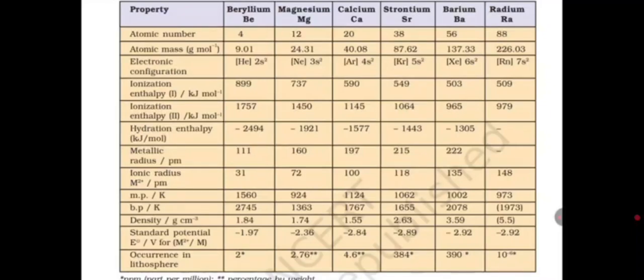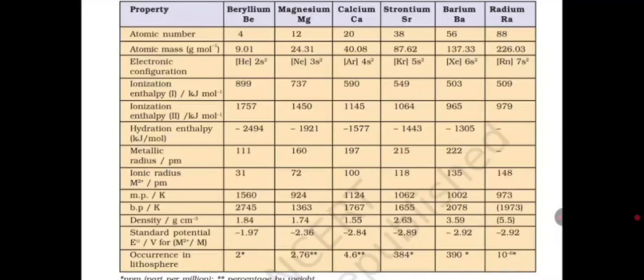87.62, electronic configuration [Kr] 5s2, ionization enthalpy first 549, second ionization enthalpy is 1064, hydration enthalpy is minus 1443, metallic radius is 215, ionic radius 118, melting point 1062, boiling point 1655, density 2.63, standard potential minus 2.89, occurrence in lithosphere is 384.